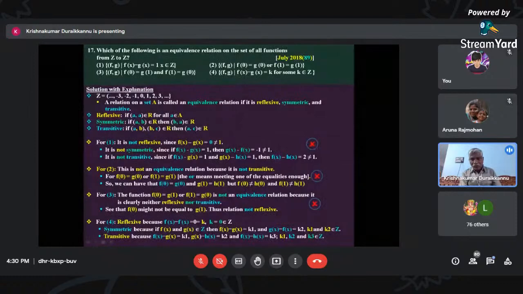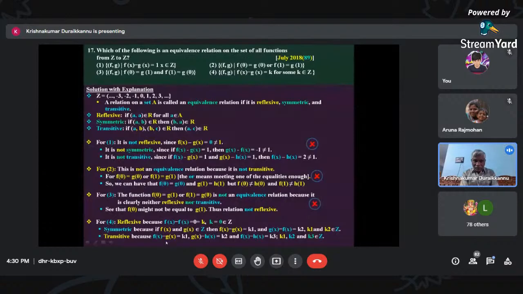So 5 minus 7 is minus 2, and 7 minus 5 is 2. Both are present in the set of integers. So that's symmetry.